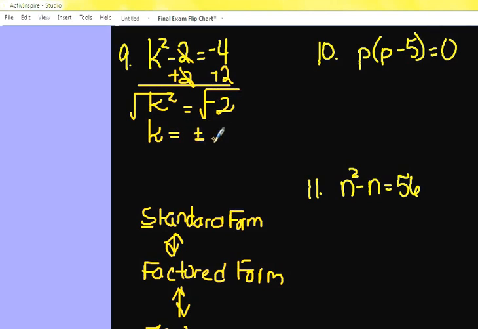This is imaginary. What do we do? Well, we take out the negative and we replace it with an i. So your final answer is plus and minus i times the square root of 2.